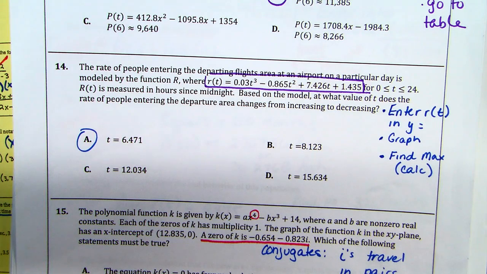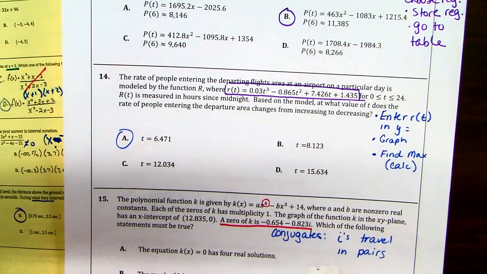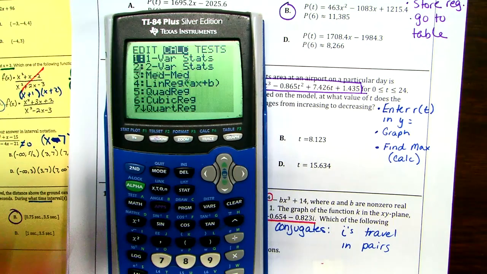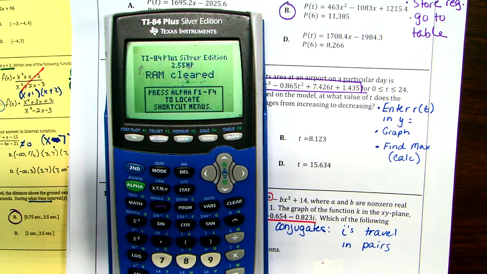Okay, so number 14 is another word problem, obviously a calculator problem. Let's go ahead and clear our RAM again. If you don't clear your RAM, your settings are all changed, and that could really mess you up, okay? So each time you're going to do one of these, clear your RAM.